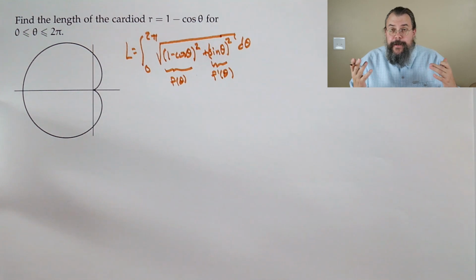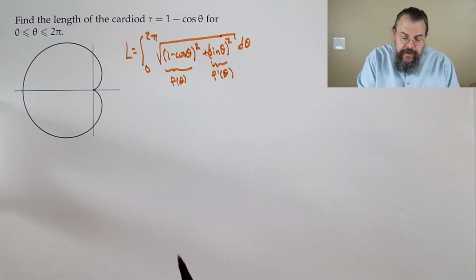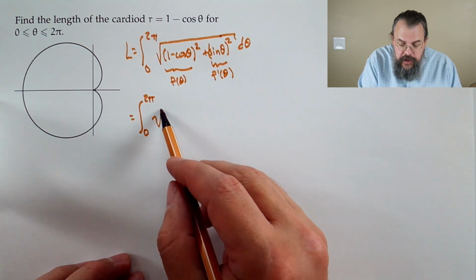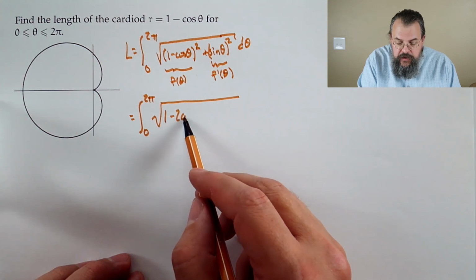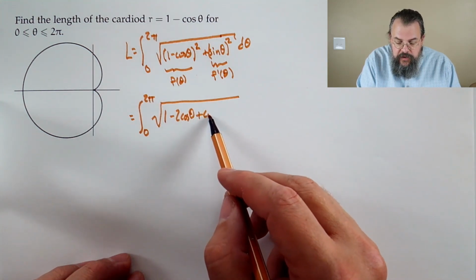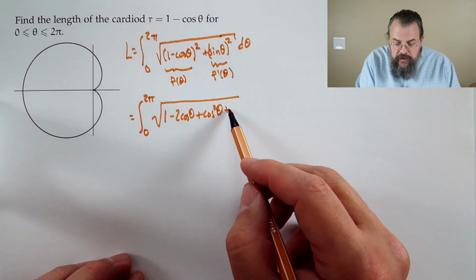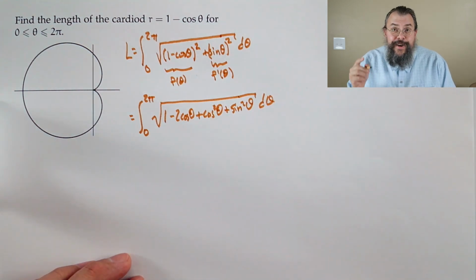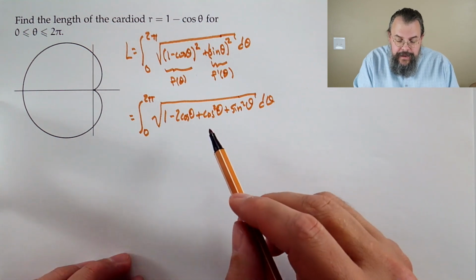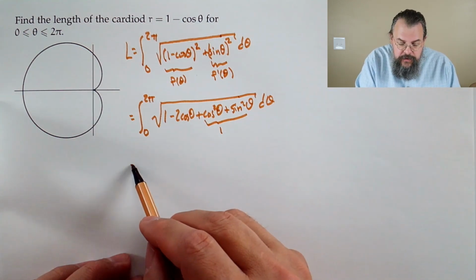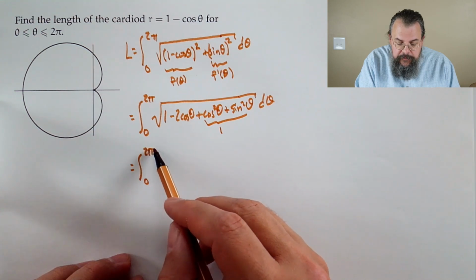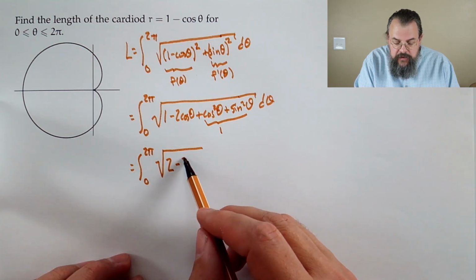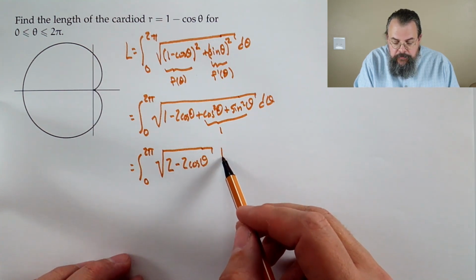Okay, so, well, what happens here? Let's see. We have the integral from 0 to 2 pi, square root of 1 minus 2 cosine theta plus cosine squared theta plus sine squared theta. And we say, hey, cosine squared plus sine squared, we know that. That's 1. That's great. So we can say, look, this is 0 to 2 pi, the square root of 1 plus 1 makes 2 minus 2 cosine theta, d theta.